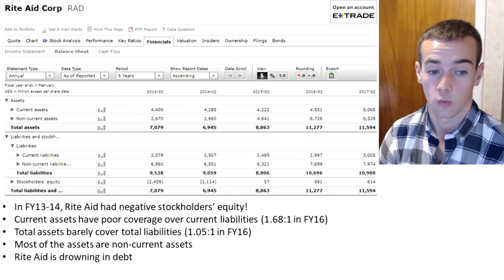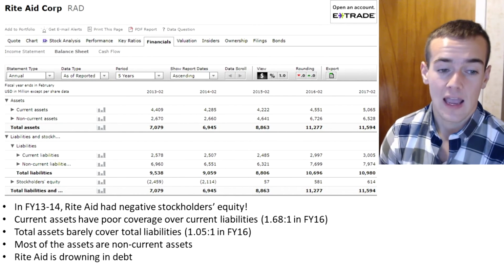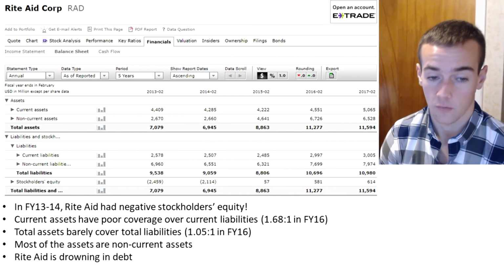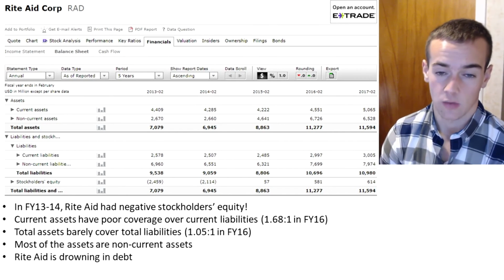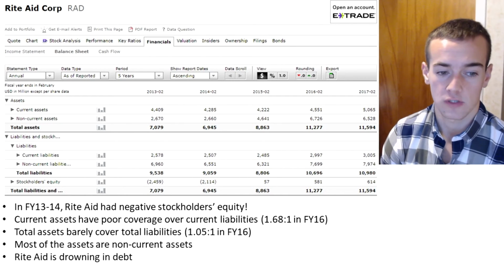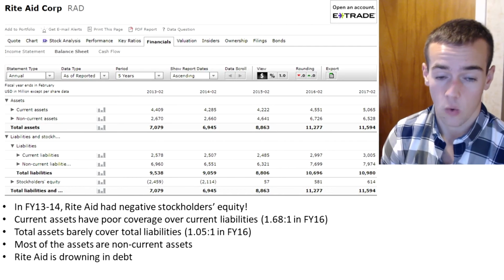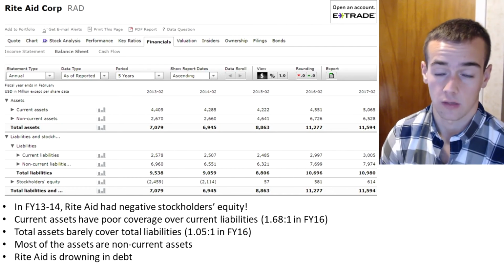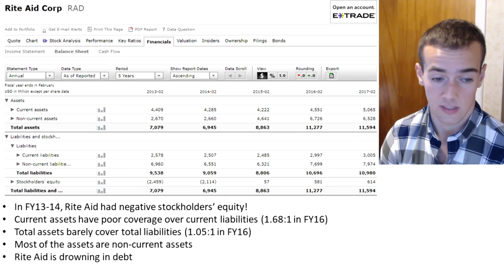But then things get even worse when we look at total assets and total liabilities, not just the current ones, and their total assets barely cover total liabilities. So in the current fiscal year, they have a 1.05 to 1 coverage on total liabilities. And when you look at the assets, you see most of their assets are non-current assets. So most of the assets they hold are not assets they're looking to convert into cash anytime soon, or they're not readily convertible into cash.